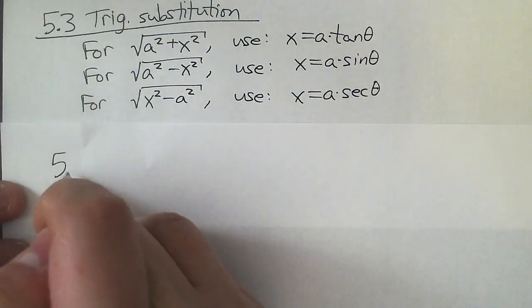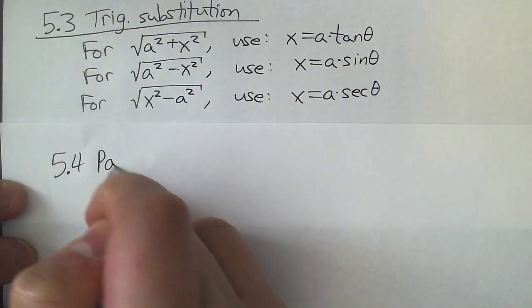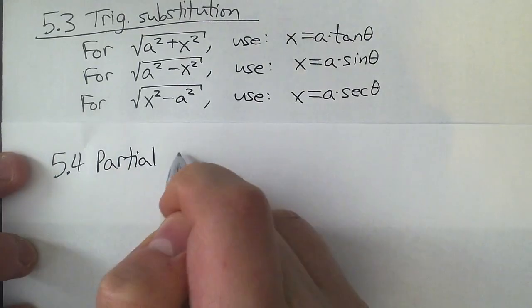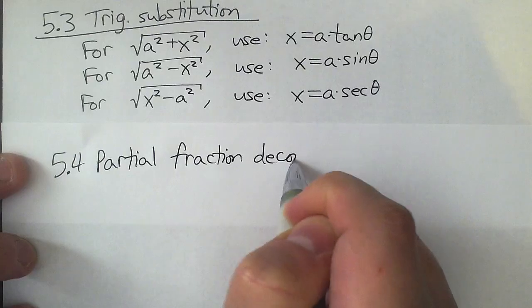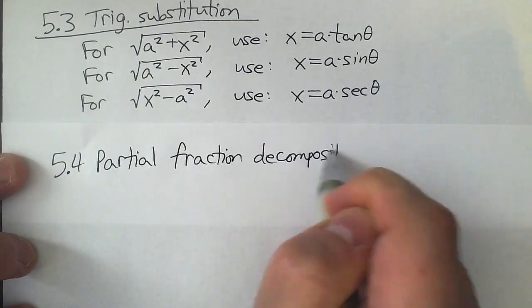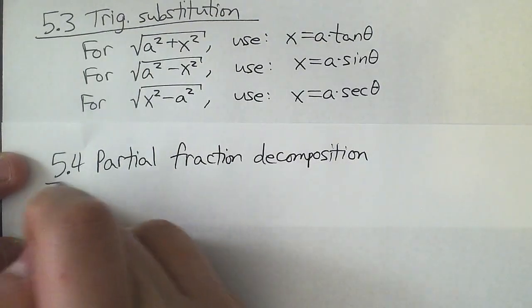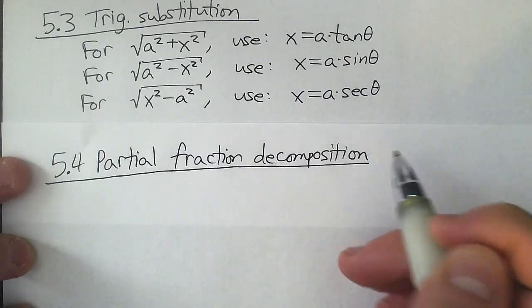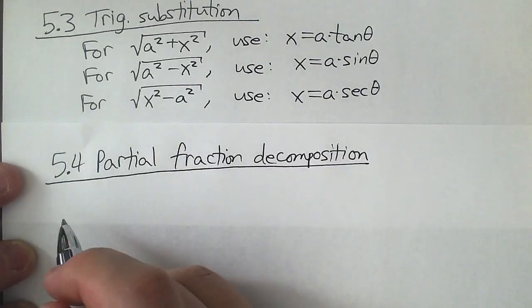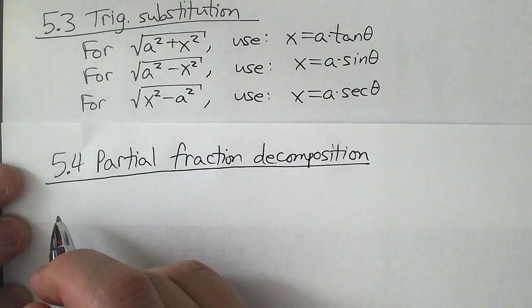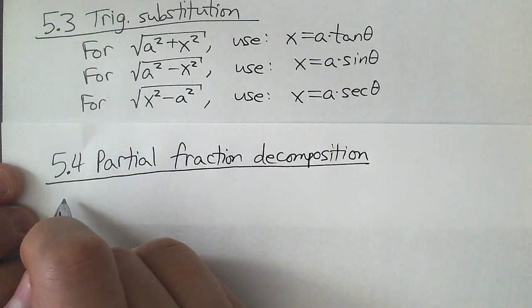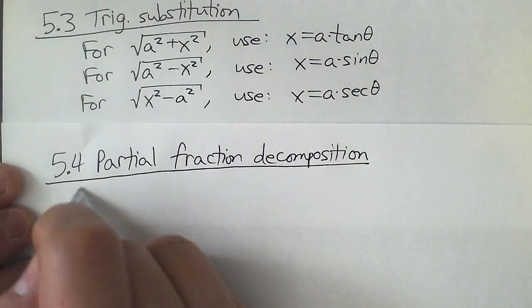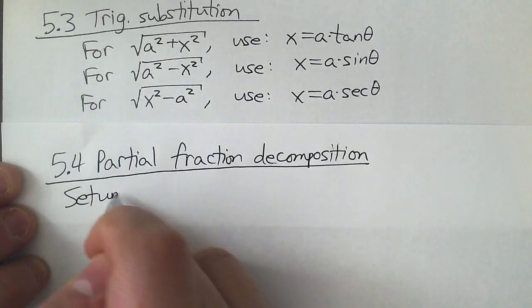5.4 was partial fractions. Partial fraction decomposition. It's kind of a cool name. It's because we're sort of decomposing a function into a sum of smaller pieces. So real quick, I just want to remind you of the types of setup that you might have to do. Let's just set up some problems.